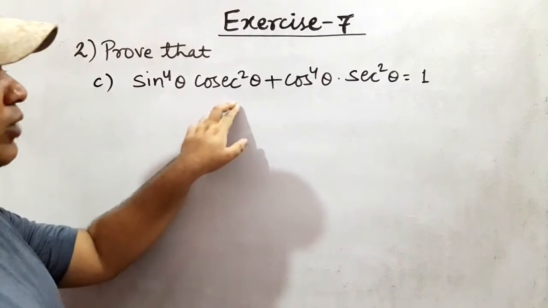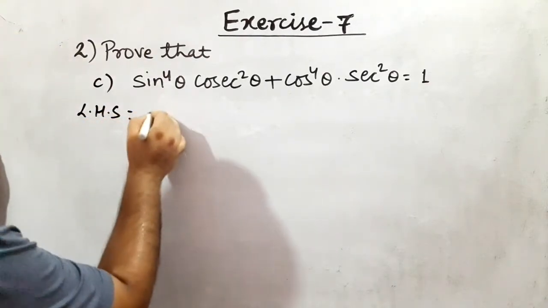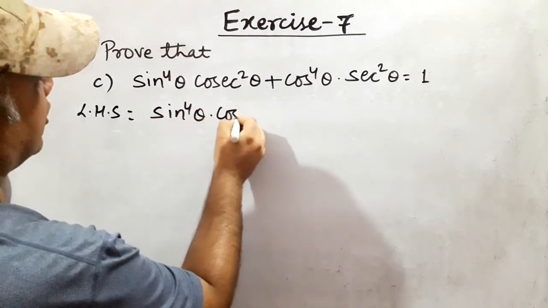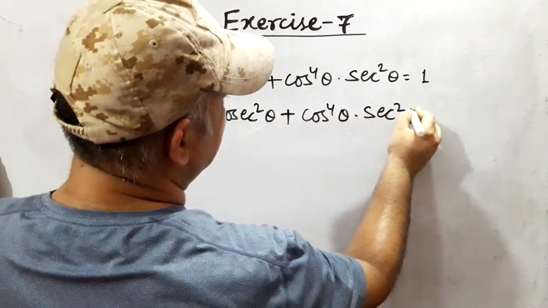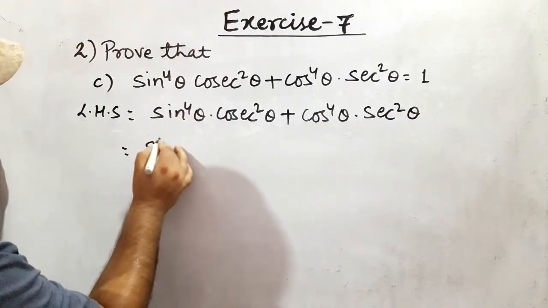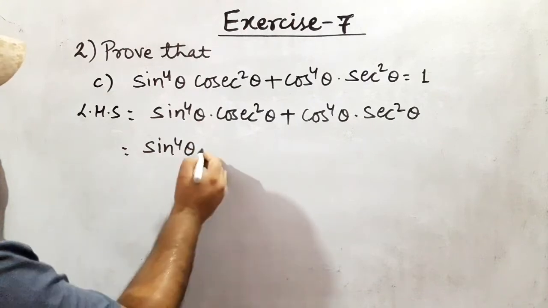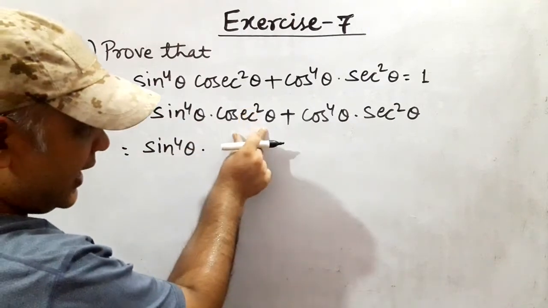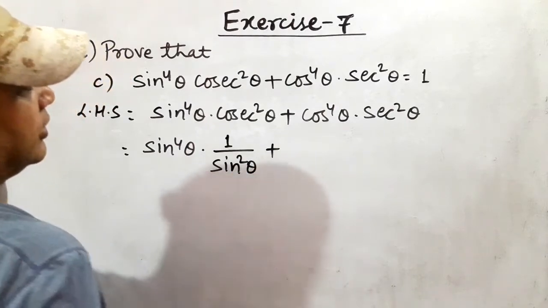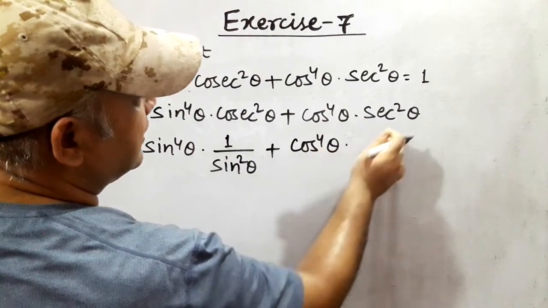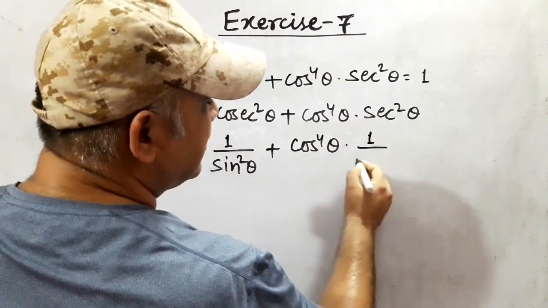Sin power 4 theta into cos square theta plus cos power 4 theta into sec square theta equals to 1. Let's start from left hand side. We have sin power 4 theta into cos square theta plus cos power 4 theta into sec square theta. Sin power 4 theta, let's write as it is. As I told you before that sin and cos are generally not changed. So sin power 4 theta as it is into cosec theta equals to 1 by sin theta. So cosec square theta can be written as 1 by sin square theta plus cos power 4 theta as it is, sec theta equals to 1 by cos theta according to reciprocal relation. So sec square theta can be written as 1 by cos square theta.